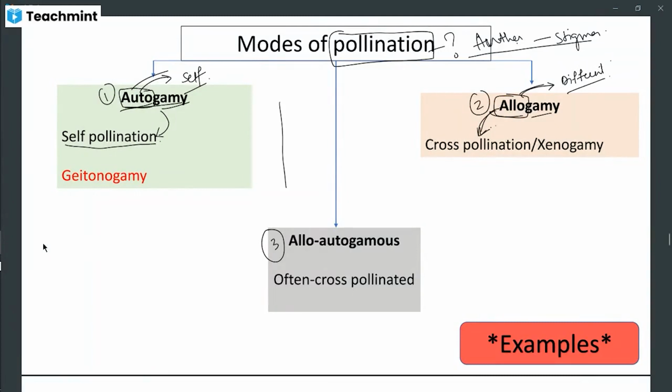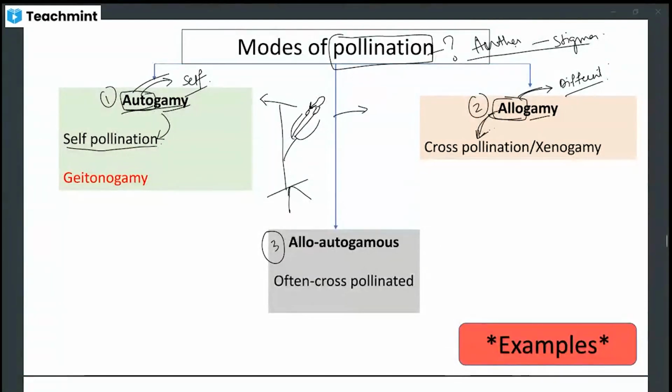There is a plant and there is a flower, one anther and one stigma. If the pollen falls from the anther to stigma, what is this type of pollination? Is it cross or is it self? Self. Why? Same plant. Okay, so same plant.